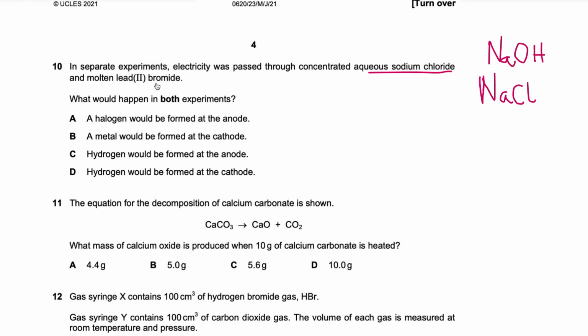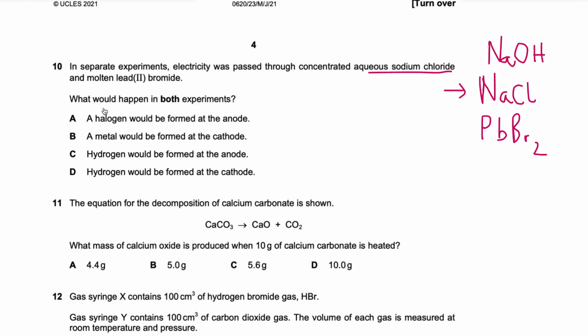And molten lead(II) bromide. Now, what will happen in both experiments? Aqueous sodium chloride and molten lead(II) bromide. Lead(II) bromide is like this. Lead is Pb. Okay, so let's see.